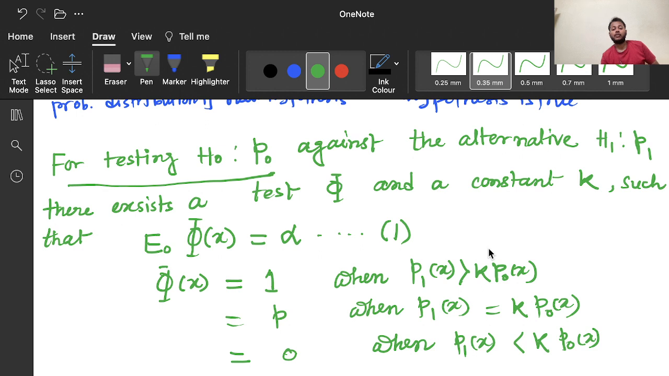And how do we find the value of k? If we fix alpha, the size of the test, then taking the expectation of the test under the null hypothesis gives alpha, and from there we can get the value of k. Then this test is the most powerful test.